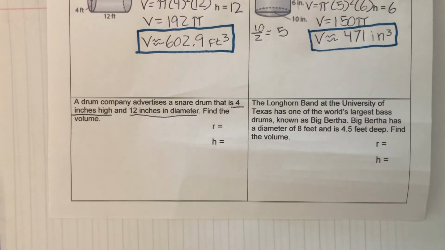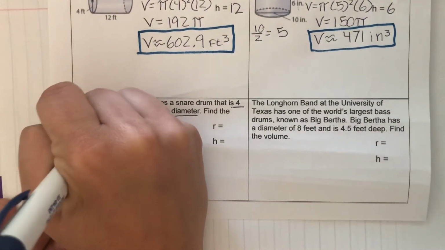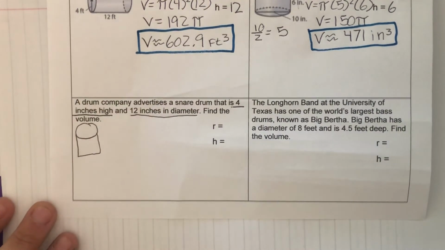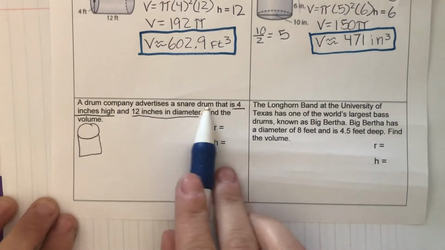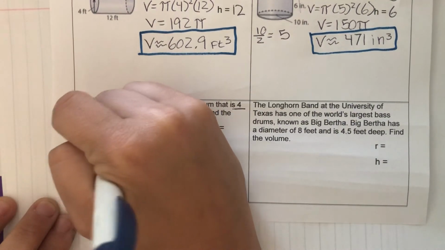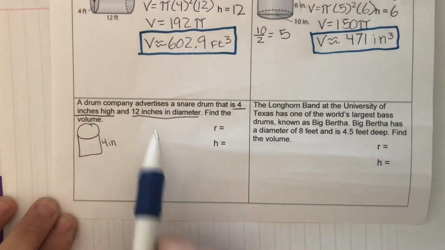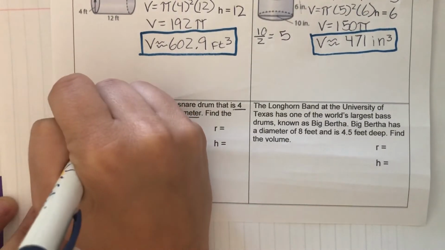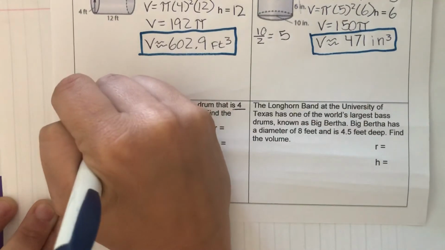So what I like to do with word problems is, if I can, I like to draw a visual to go along with it. So I'm just going to sketch out a little cylinder. I'm going to label the parts. It told me that the drum is 4 inches high, so that's my height. And the diameter, remember, diameter goes all the way across, is 12 inches.